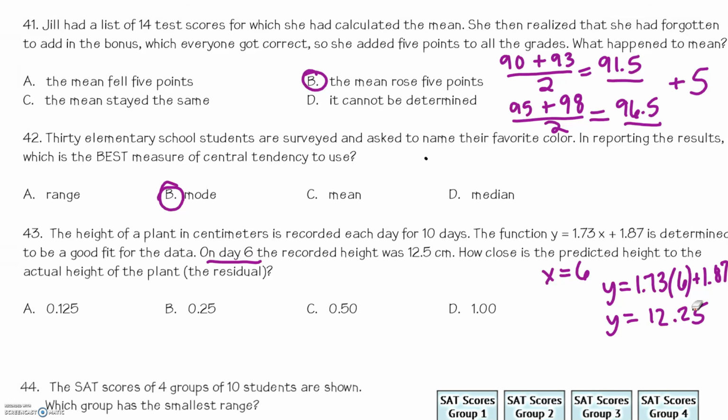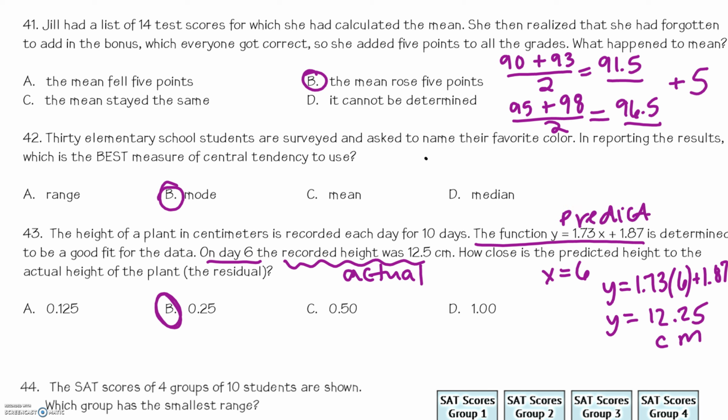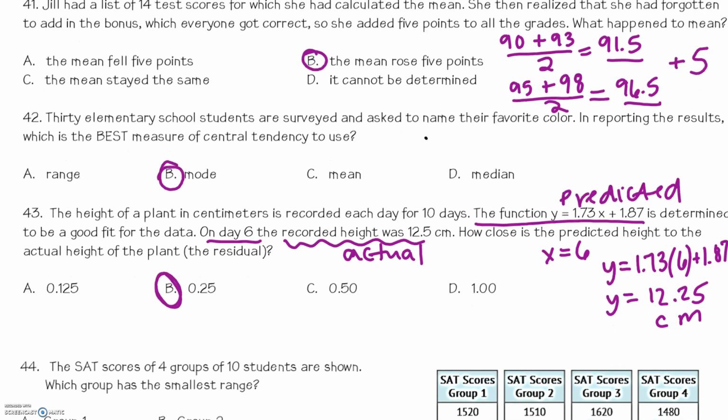So this line of best fit gives you a predicted value, okay? So if I were to predict how tall this plant was going to be, I would predict that it was going to be 12.25 centimeters tall. The recorded height, that's the actual height right there. So the actual height was 12.5. So how close were we? So from 12.5 to 12.25, the difference would be 0.25 there. So the equation tells you predicted. Okay, so that's how you would use that, just in case you see it, but you shouldn't.